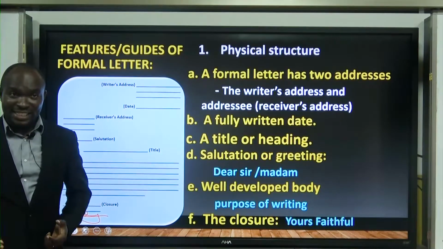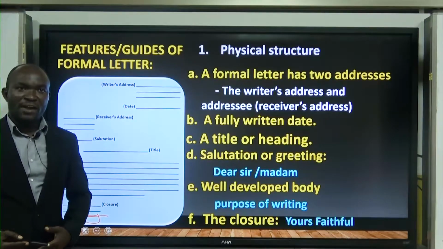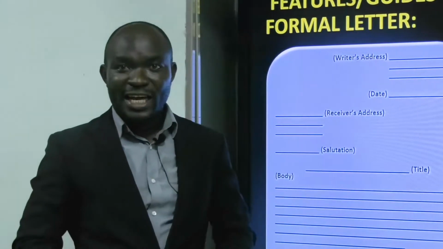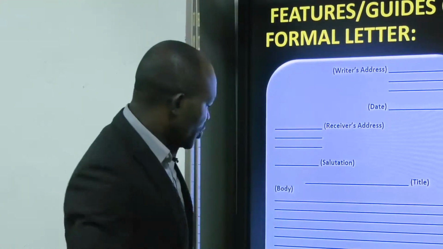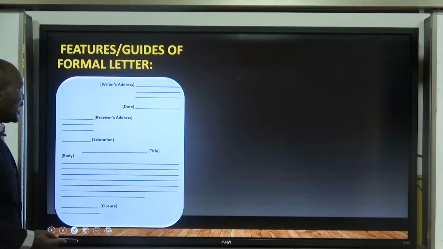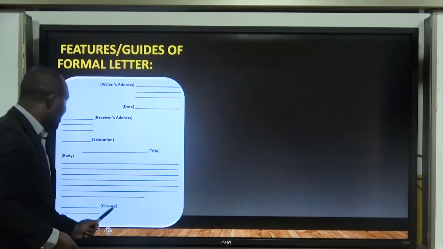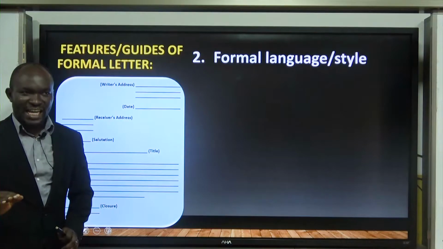designation. What do I mean by designation? What post or office you occupy. For example, I'm a teacher. If I'm writing to my head teacher in my school, I can put my designation as what? Teacher. Okay, so let's quickly run to the next feature of a formal letter, which is the formal language style.